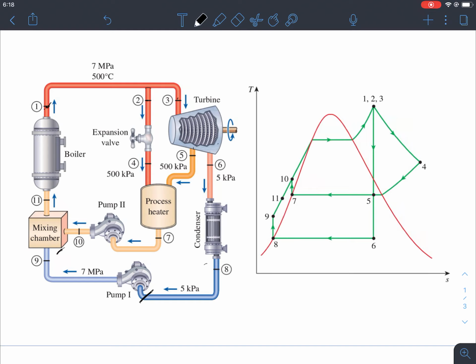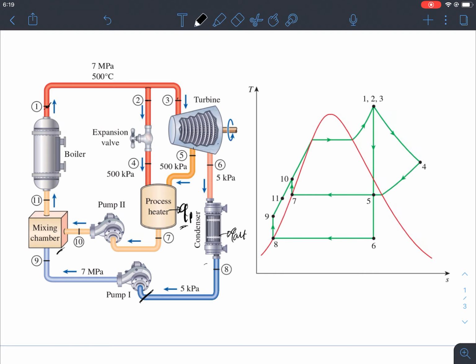Again, from the process heater, basically we are taking heat out, Q out, right? Q process heating. Basically we are taking out, or rejecting, some heat in useful form, right? And also the condenser is rejecting heat, right? Q out. And it's continuing the cycle.